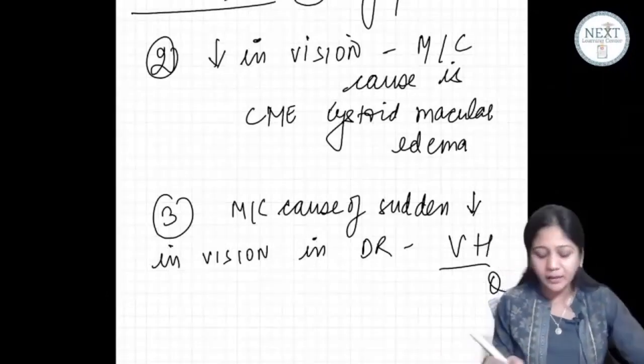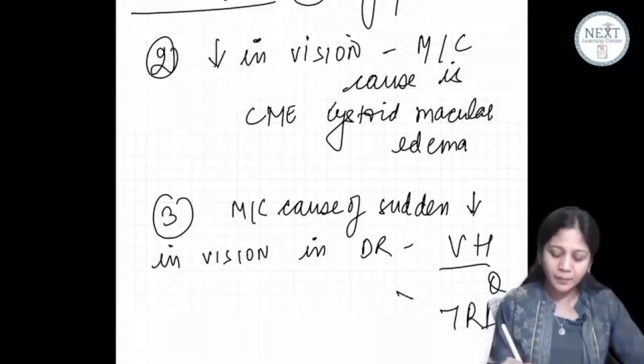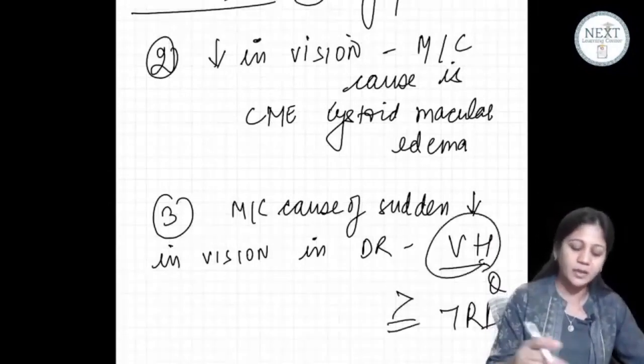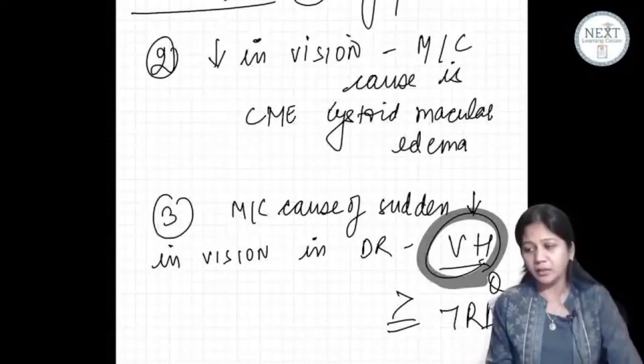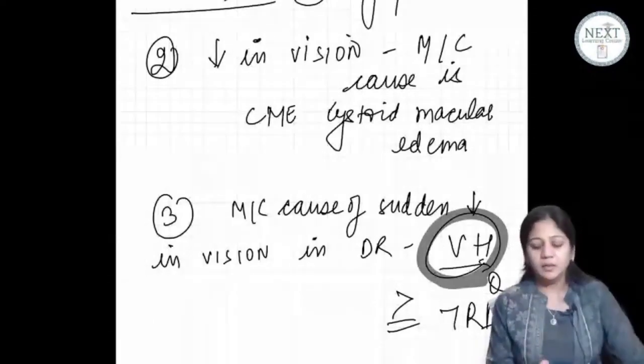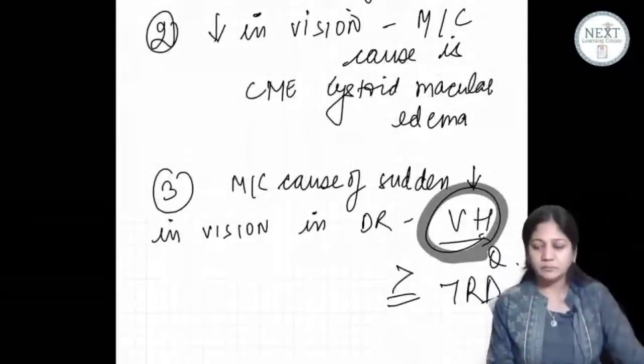Yes, even RD can happen, but more common is vitreous hemorrhage. Very good. Even RD can happen. Which RD? TRD. TRD. ठीक है?